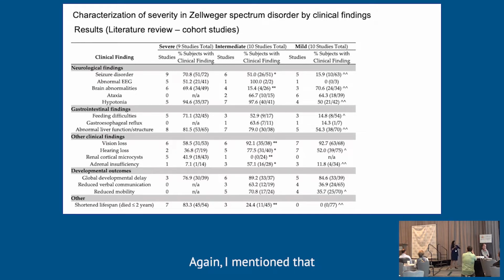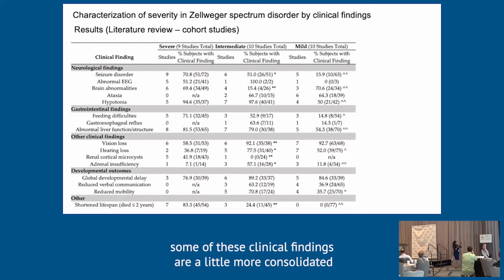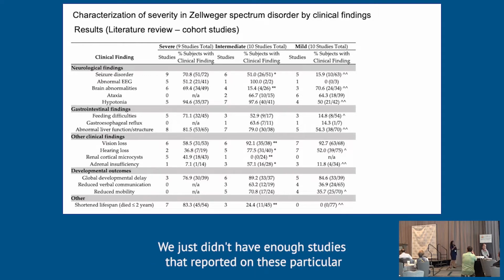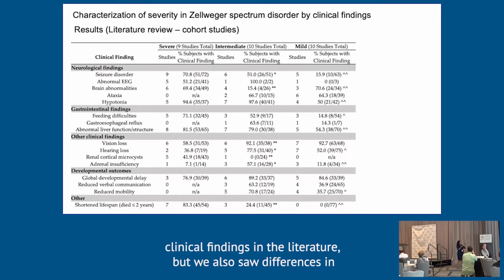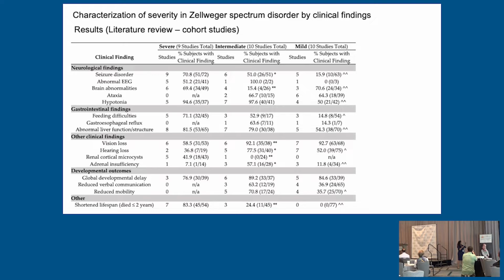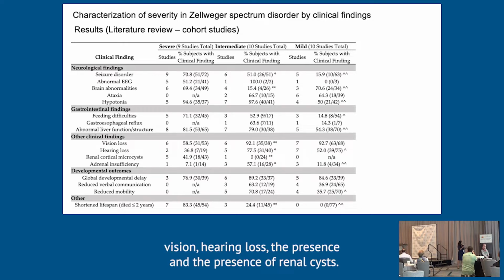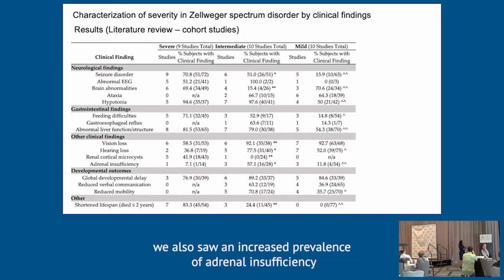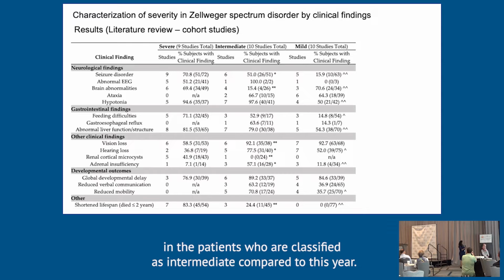Again, I mentioned that some of these clinical findings are consolidated or omitted altogether compared to the natural history study because we just didn't have enough studies that reported on these particular clinical findings in the literature. But we also saw differences in vision, hearing loss, the presence of renal cysts, and similar to the natural history study, we also saw an increased prevalence of adrenal insufficiency in the patients that were classified as intermediate compared to the severe.